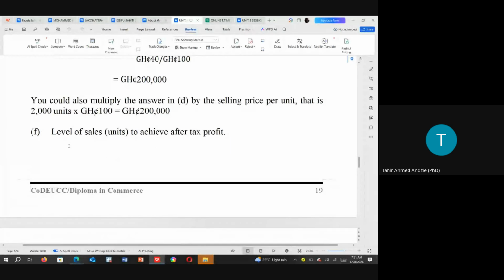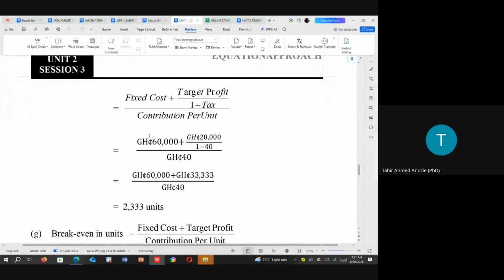Right. Now let's look at the level of sales to achieve a target profit after tax. Here the formula is supposed to be fixed cost plus the target profit divided by 1 minus the tax. So take note of where the 1 minus the tax is applied. It is only dividing the total target profit just to get the gross profit, before you divide by contribution per unit.